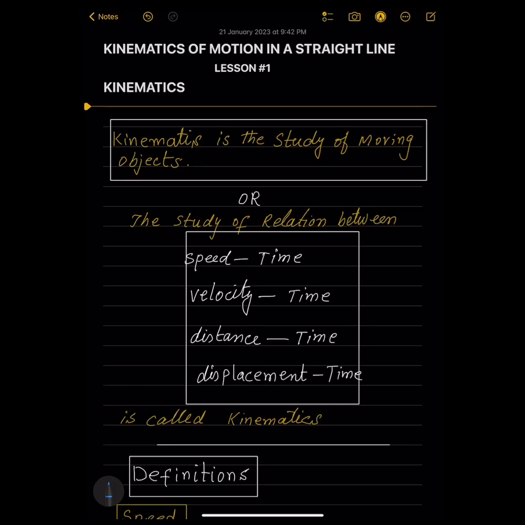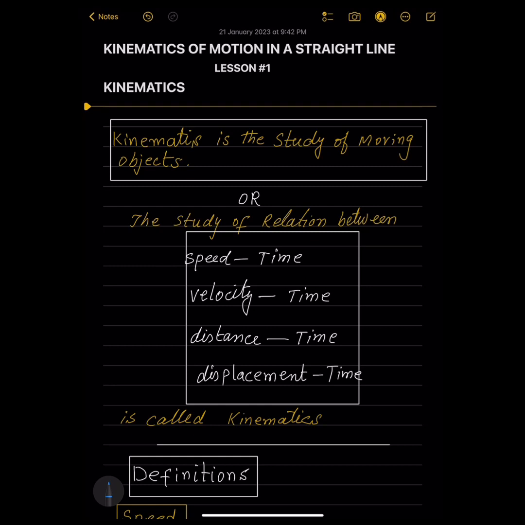Kinematics of motion in a straight line, lesson number 1. This is the first chapter of mechanics, paper 4 of A level. Kinematics of motion in a straight line.